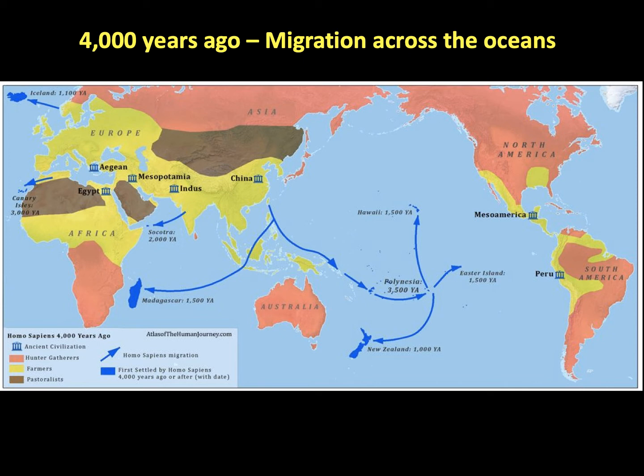So you have things like Madagascar, first populated by about 1,500 years ago, islands in the Arabian Peninsula area were colonized, and then the Canary Islands about 3,000 years ago, and then Polynesia about 3,500 years ago, and moving further out from that, Hawaii, New Zealand, and Easter Island. So they were traveling not only by land, but there was a lot of ocean travel as well, and ocean migration.